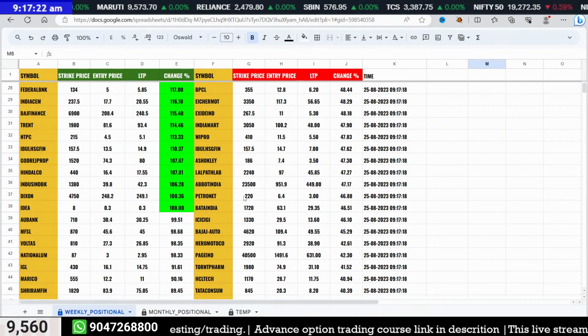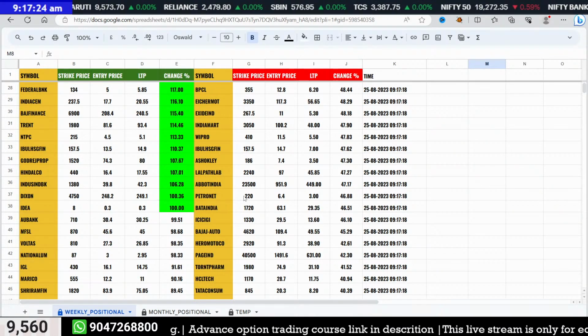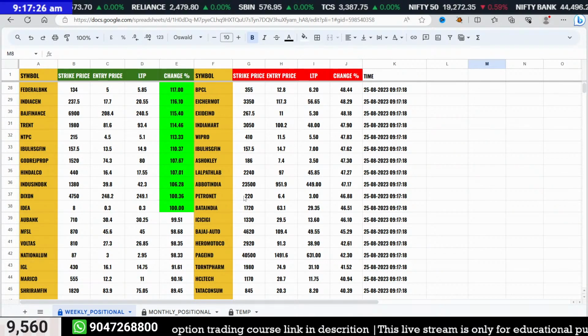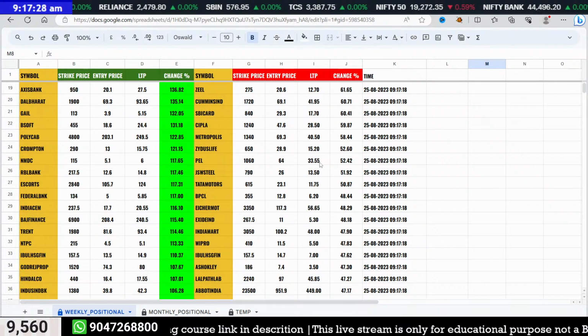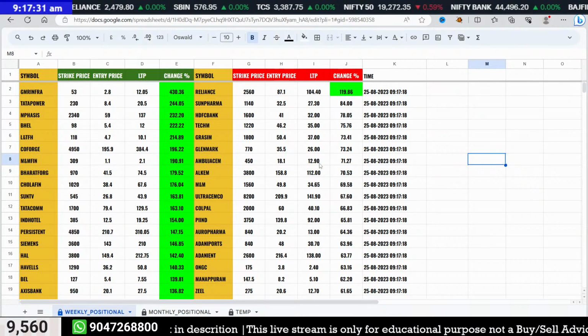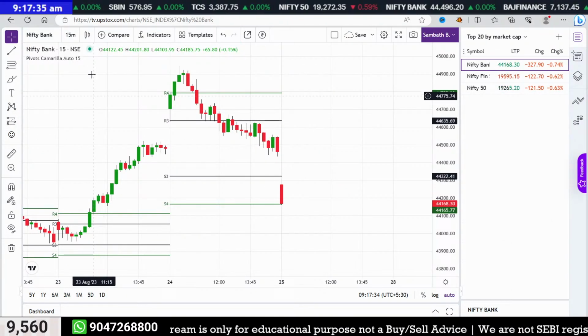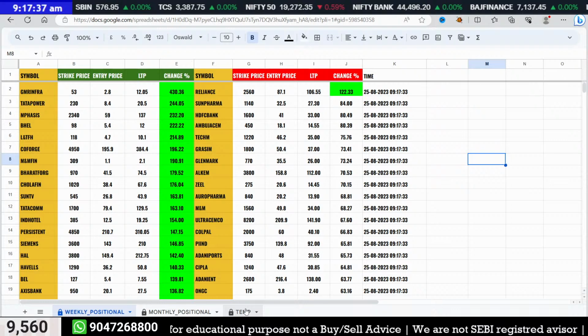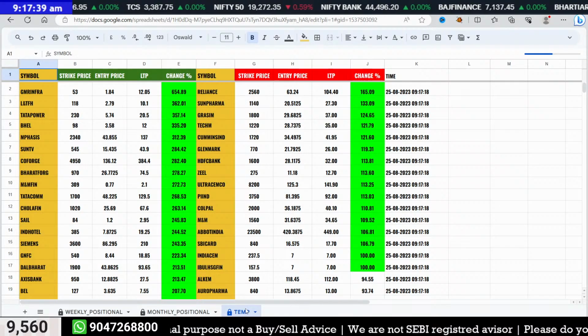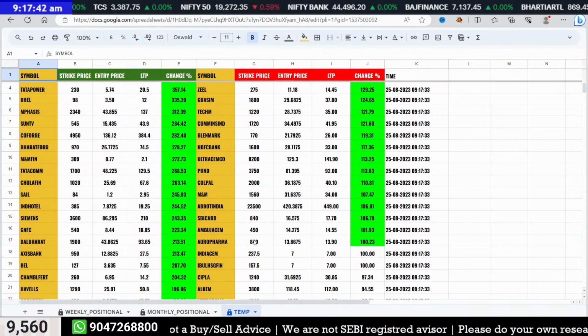AU Bank, Ambuja, Postal, Voltas are nearing, and if it is a new fresh breakout, we can focus. And also, what happened? Overall gap down open. We need to wait. If any put side trigger happens, we can track that also. This is a temporary sheet as of now. So we got a lot of stocks which trigger.